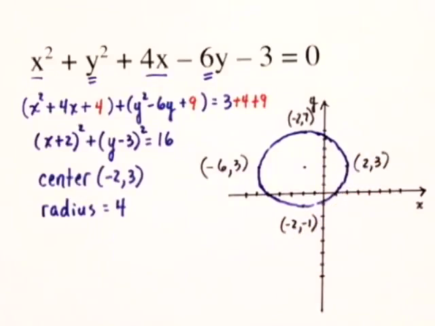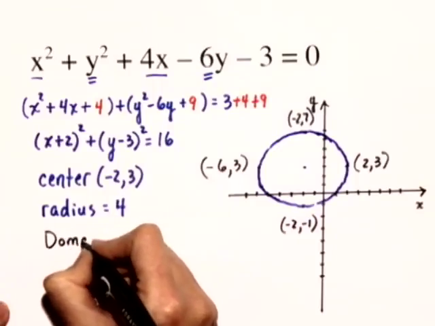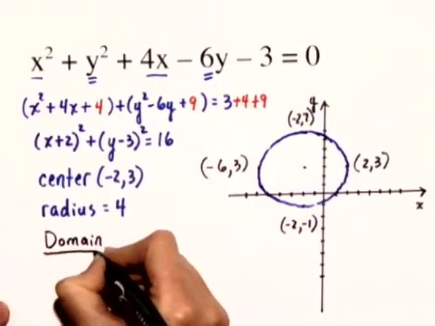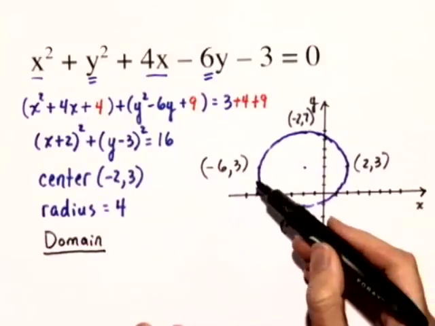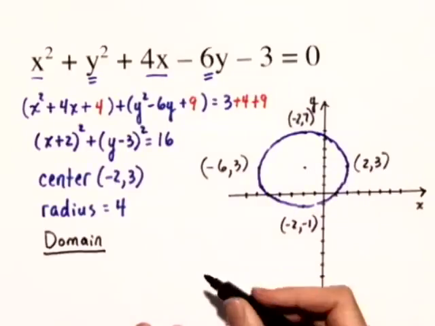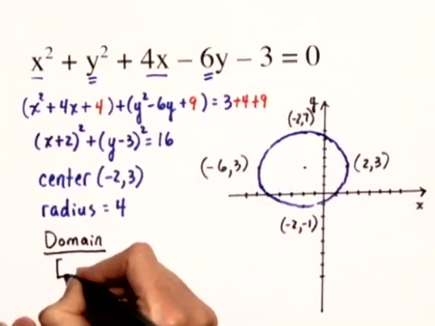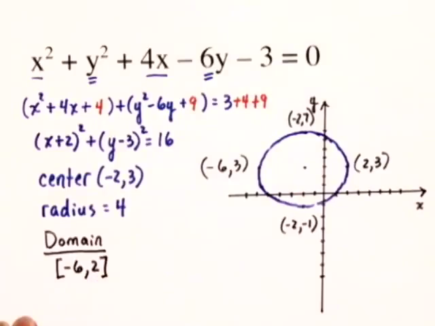And the last thing we want to answer is, what is the domain and the range of this graph? Well, the domain is any value that I can allow x to be. By my picture on the graph, I can see that the x values go as far to the left as -6 and as far to the right as +2. So the domain is from -6 to 2 on that closed interval.